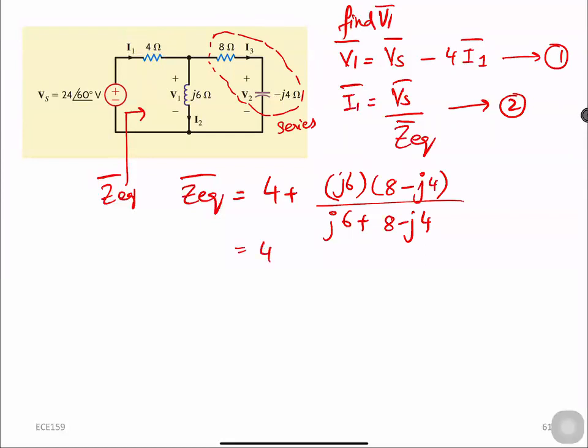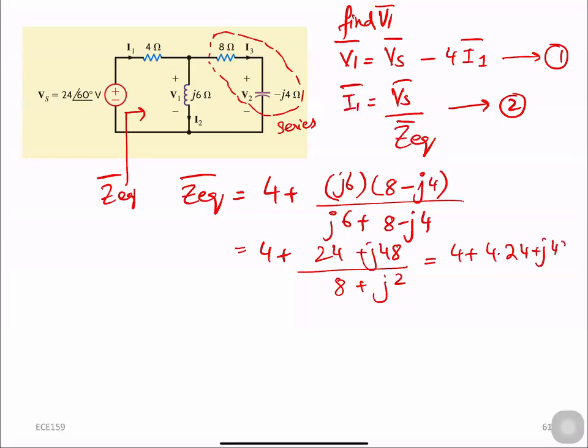I will solve this one, and this can be written as J48 divided by 8 plus J squared, right? And we know that J squared is minus 1. So when we solve this one, we get 4 plus 4.24 plus J44.94. This is in rectangular representation, which will be in phasor representation as given here.